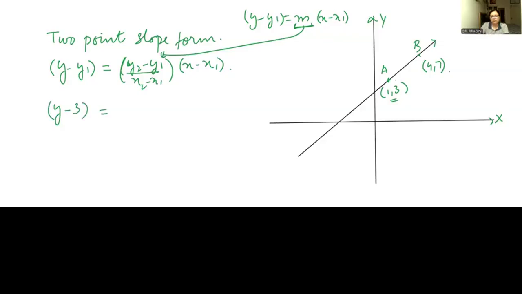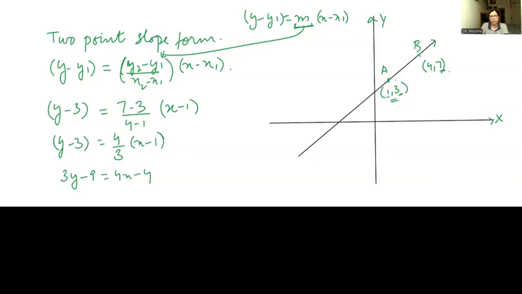Here we have y2 minus y1. This is y2, y1. 7 minus 3, 4 minus 1, right? And here we have x minus x1, which is 1. So the equation now becomes y minus 3 is 7 minus 3, which is 4, divided by 3. Now you can simplify this. 3y minus 9 is equal to 4x minus 4.